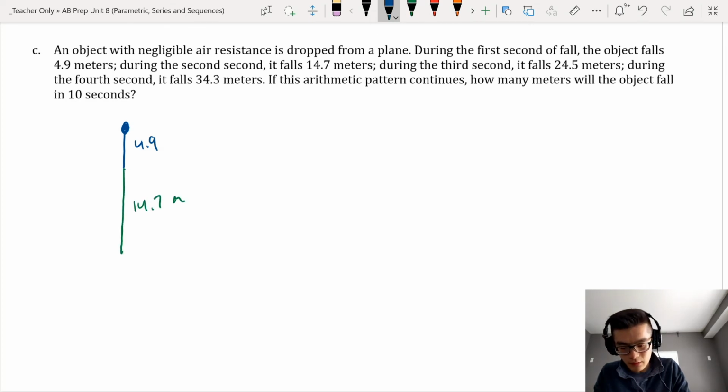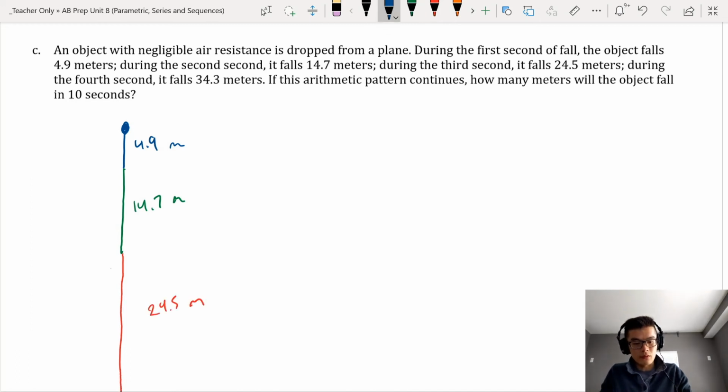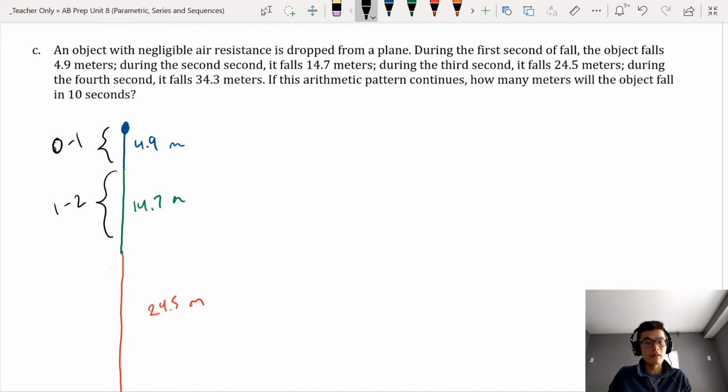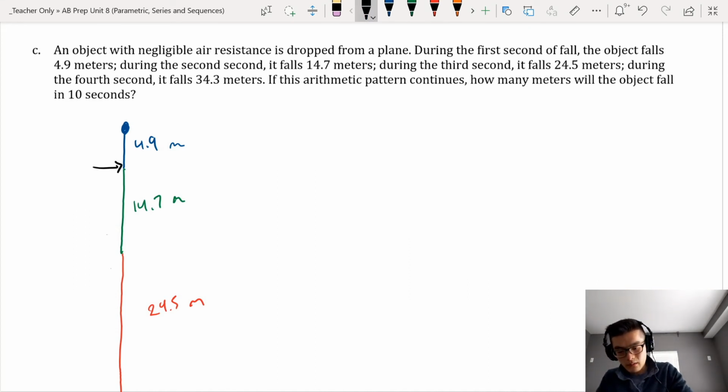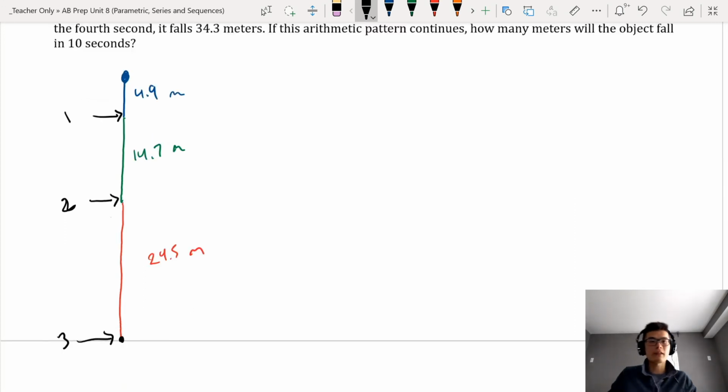Probably should label it because I call you guys out for that all the time. If I don't do it, that makes me a hypocrite. On the third second, this is going to be dropping 24.5 meters. Okay, this is an actual real life thing here. So we're going to say this is between 0 seconds and 1 second. This is going to be between the 1 second mark and the 2 second mark, and so on and so forth. Or, if it helps you even better, this is the point where 1 second has passed. This is the point where 2 seconds have passed. This is the point where 3 seconds have passed. Maybe see a sequence of some sort here?